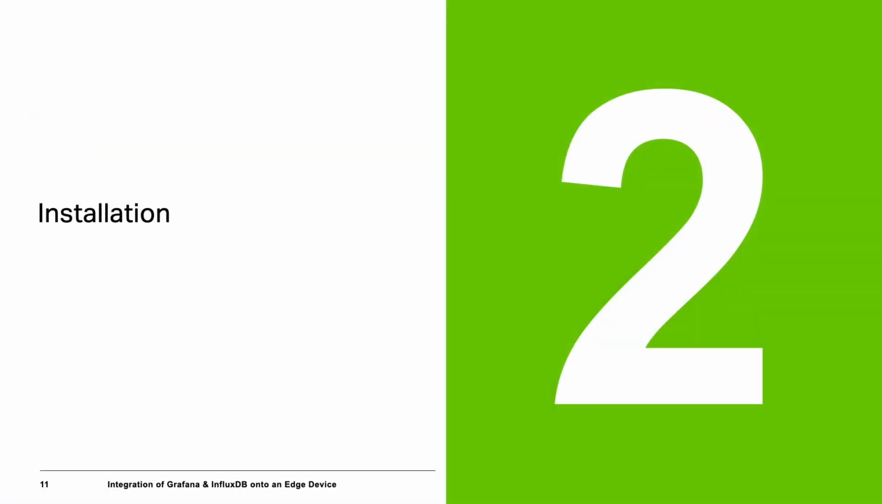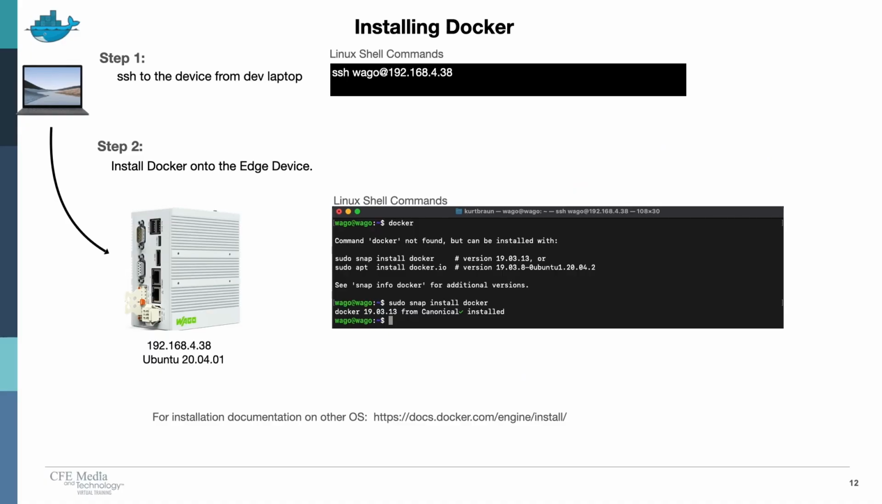Now we'll cover the installation process, and we'll start by installing Docker on our device. Docker is a service that runs on an edge device and allows you to containerize your applications. And the containers bring a lot of advantages. You can deploy containers on multiple devices, and it's easier to manage and easier to control versioning, things like that.